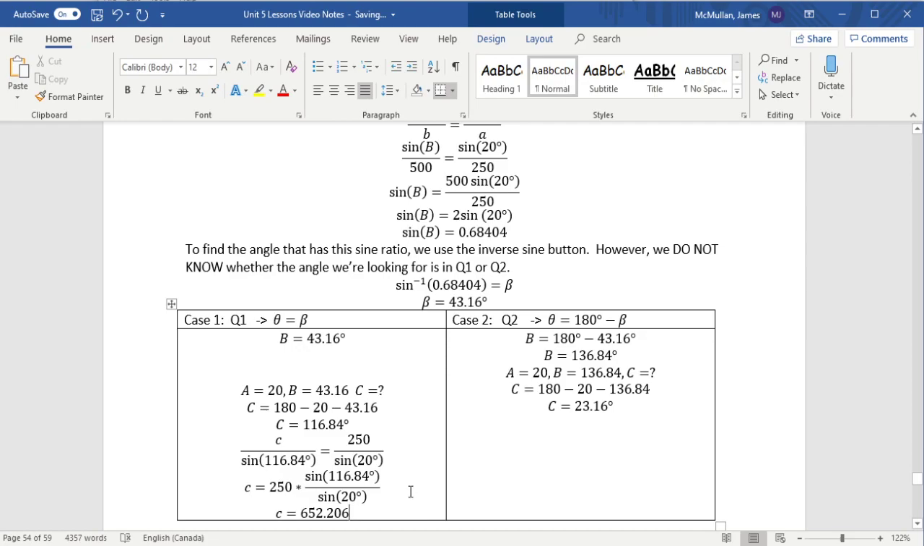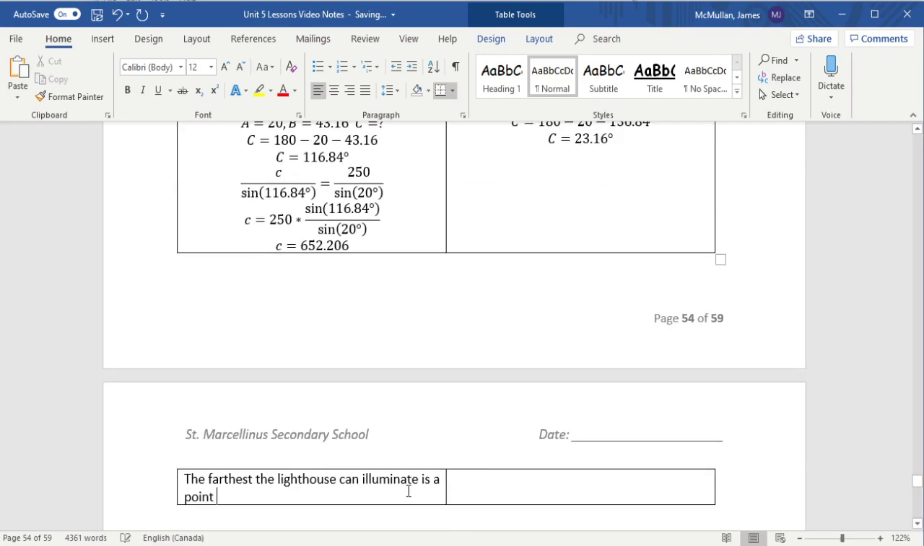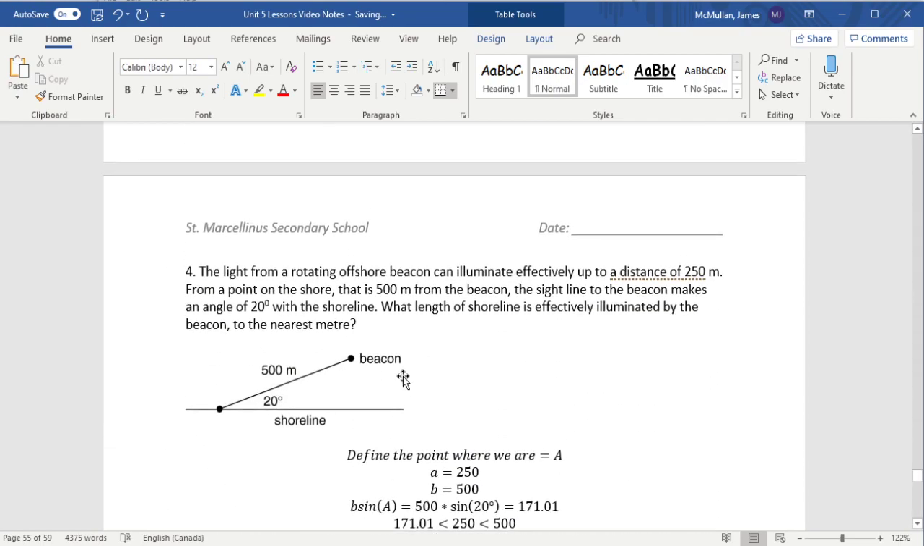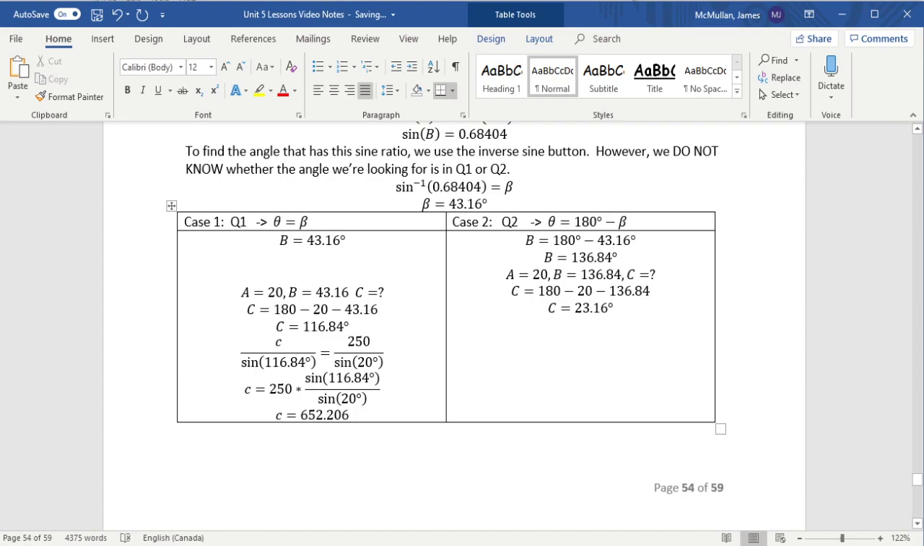So remember, what was point C? The farthest the lighthouse can illuminate is a point 652.206 meters away from point A, okay, along the shore. Right, because look back at the picture. What did we just find? We just found that if the beacon's light is pointed out this way, then you would be 652 meters away along the shore. Let's finish the question this way.